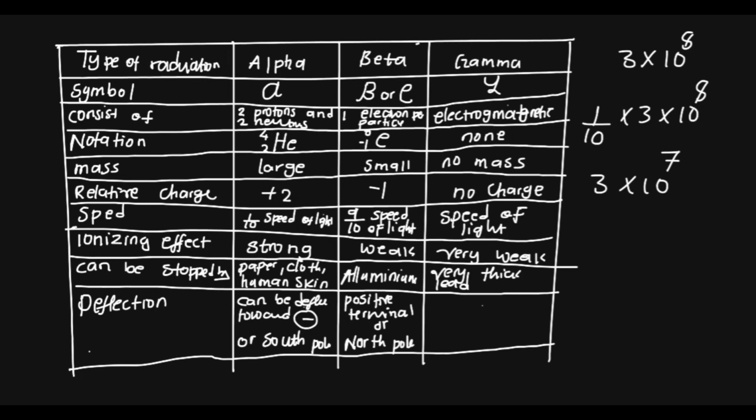Then for gamma, we said there is no charge, so here we are going to have no deflection. So maybe let's try to have a picture, especially on deflection. So what does this simply mean in terms of the diagram? Let's say we have a terminal here. This is a positive terminal. Then we have another terminal here, which is a negative terminal.